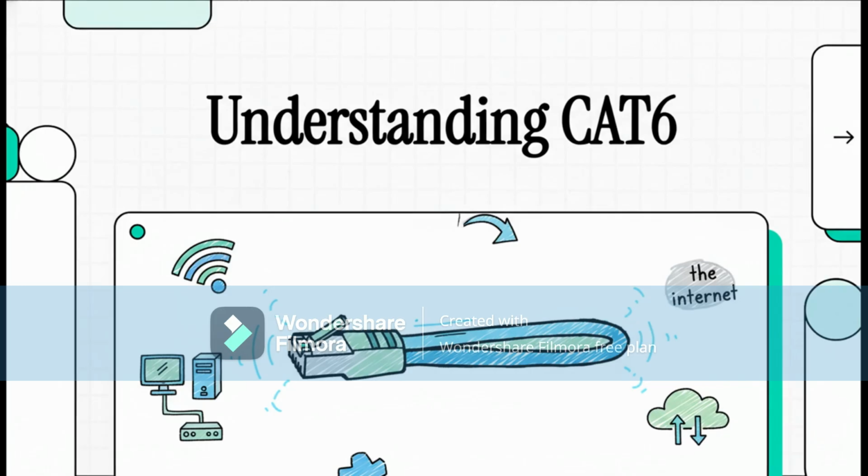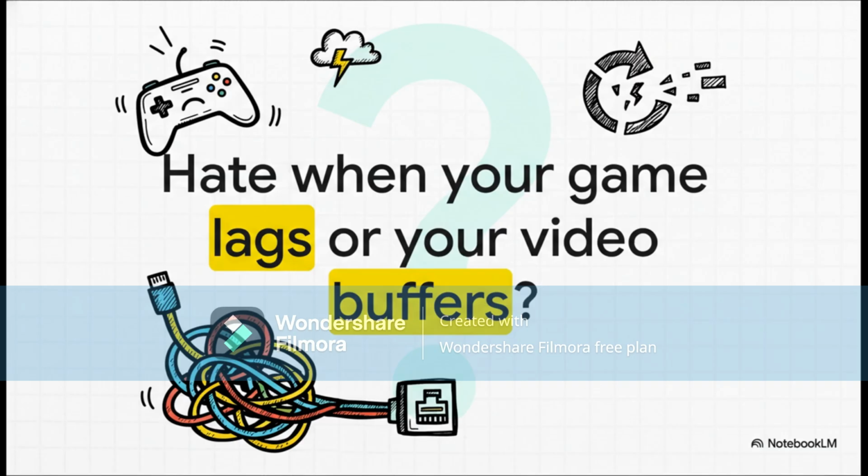Let's talk about a piece of tech you probably use every single day, but maybe don't even notice. We're talking about the unsung hero of your internet connection. You know that feeling, right? You're right in the middle of an epic online game, and bam, lag spike. Everything just freezes. Or you're trying to binge a show, and that little spinning circle just keeps spinning. It is the worst. Well, what if I told you the fix might be sitting right under your desk?